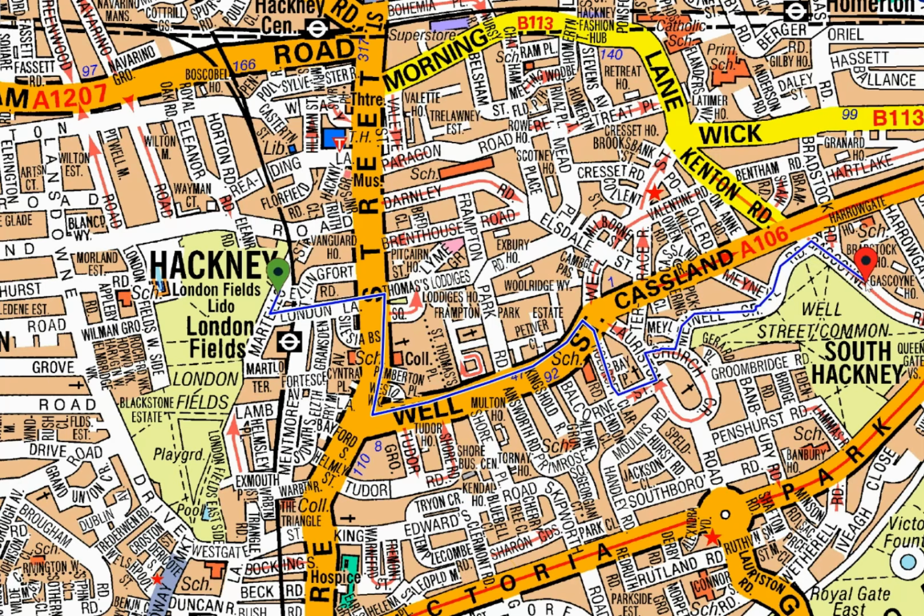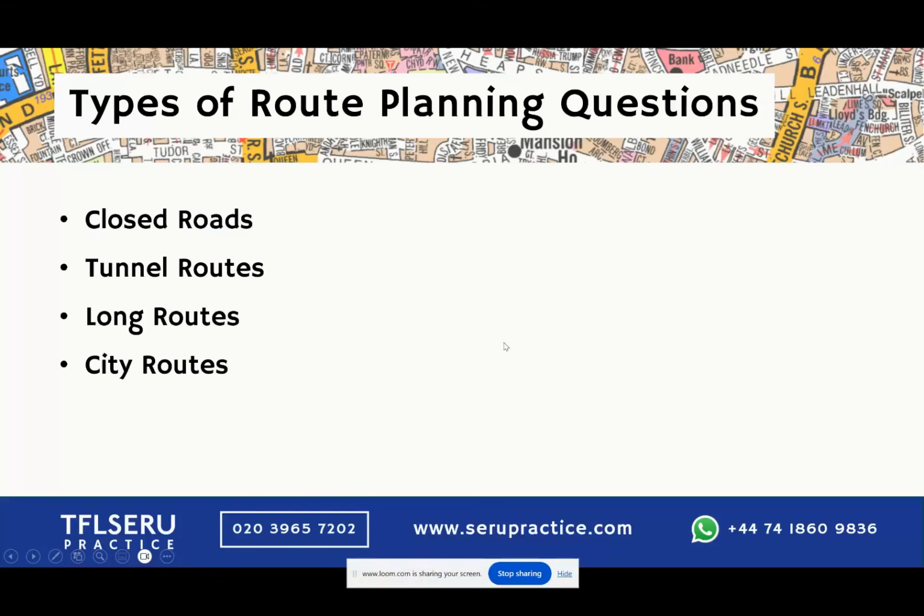And there we go. So that's the end of my route, and it stays very close to that line that we've drawn, and I've also avoided Castellan Road. So I hope this has given you an idea of what a route planning question would look like.